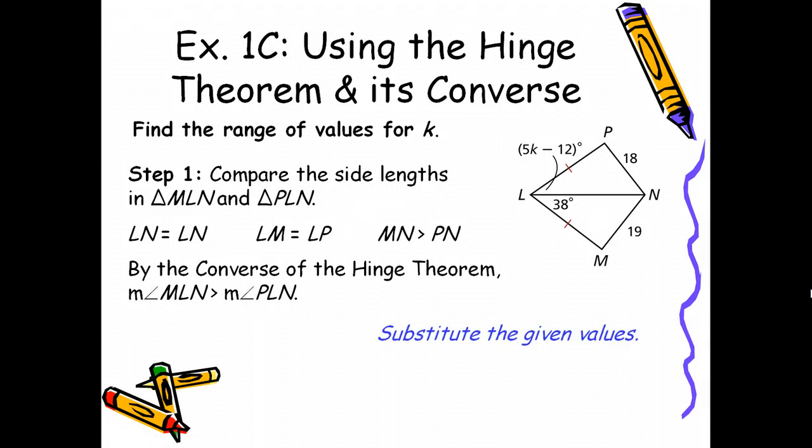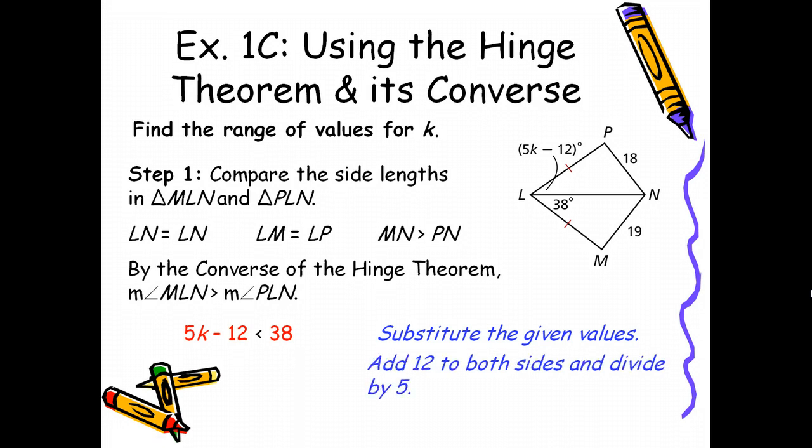So let's substitute the given values. We have 5K minus 12 is less than 38. We're going to add 12 to both sides and then divide by 5, and we get that K is less than 10.